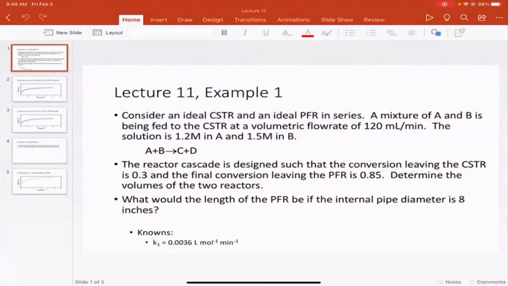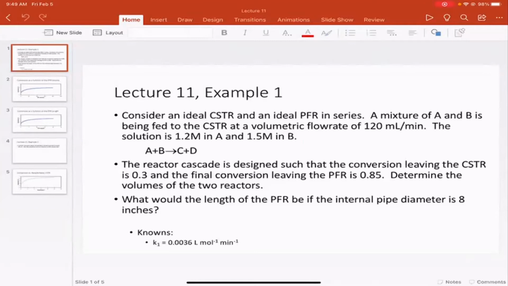We're going to consider an ideal CSTR and ideal PFR in series. We have a mixture of A and B being fed to the CSTR at a volumetric flow rate of 120 milliliters a minute. The solution is 1.2 molar in A and 1.5 molar in B. And the following reaction is happening: A plus B goes to C plus D.